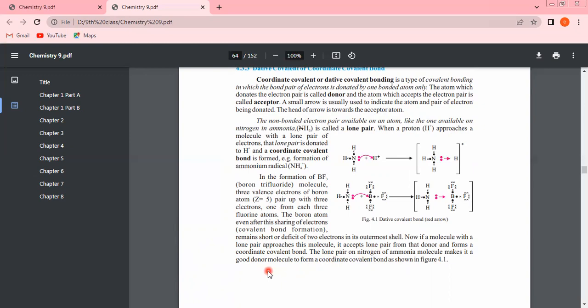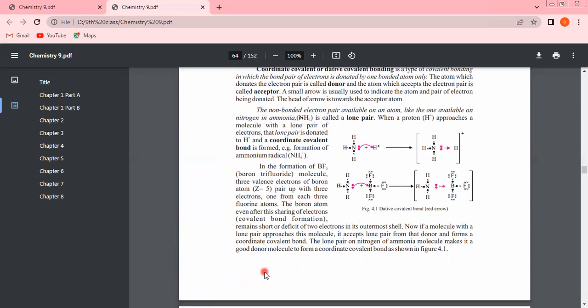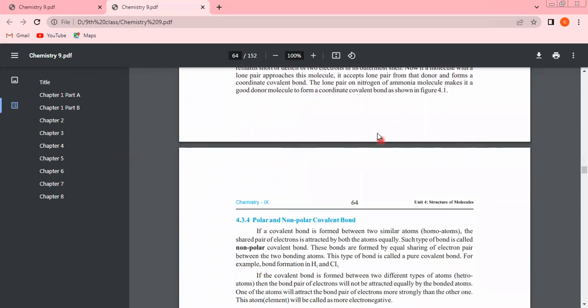The lone pair on nitrogen of ammonia molecules makes it a good donor molecule to form a coordinate covalent bond, as shown in the figure.